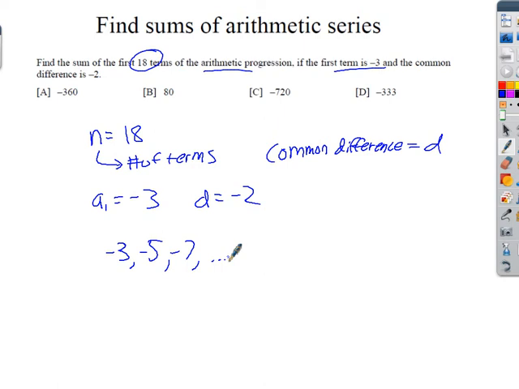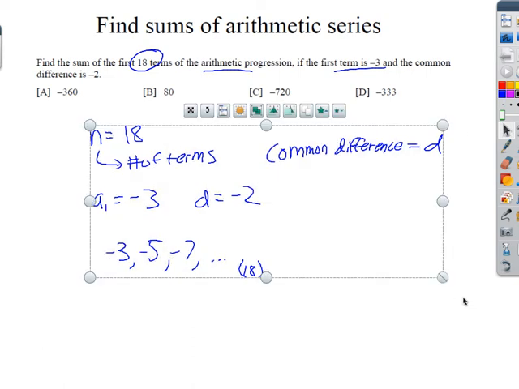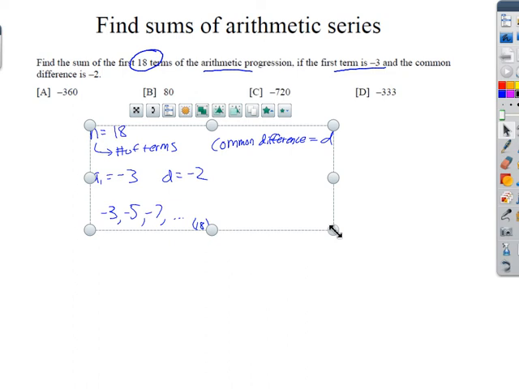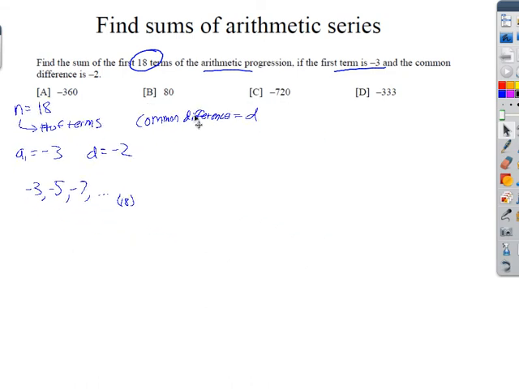In order for us to find the sum of that, we need the 18th term. I don't know what the 18th term is, so we're going to have to use a formula to find the 18th term first before we can find the sum of the series. So what I'm going to do is take some of this, shrink it down just a little bit, put it together and move it over a little bit. All right, so we'll call upon that in just a minute.